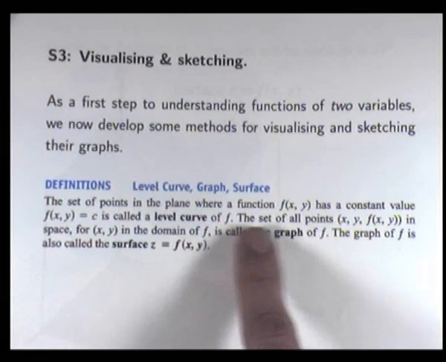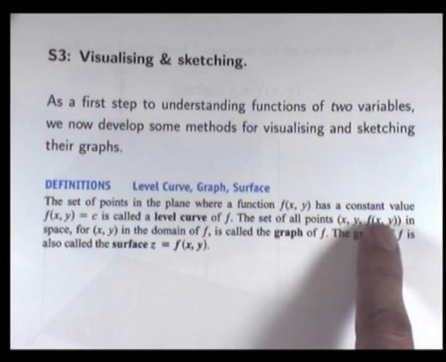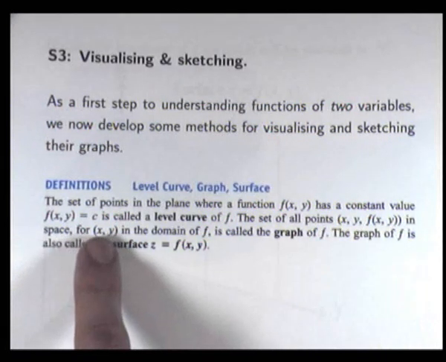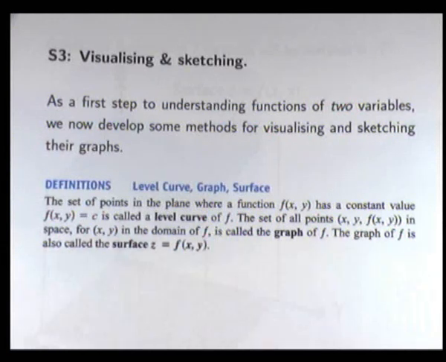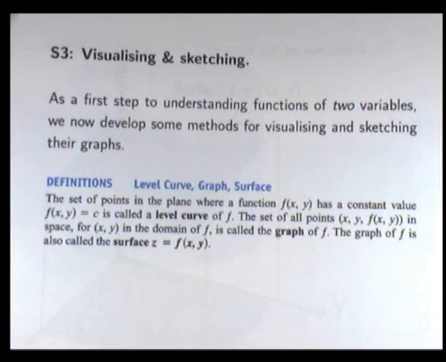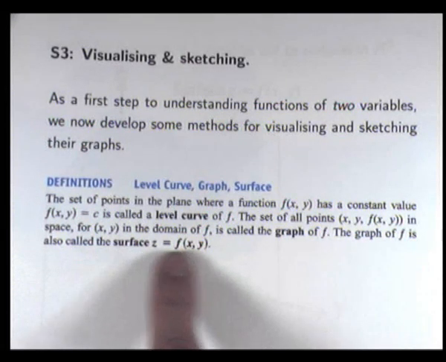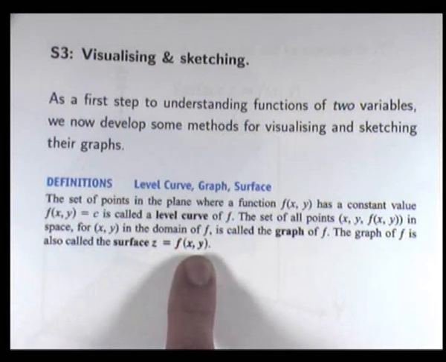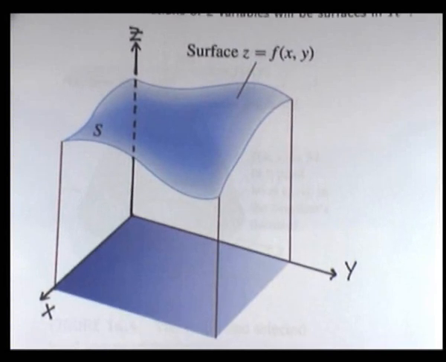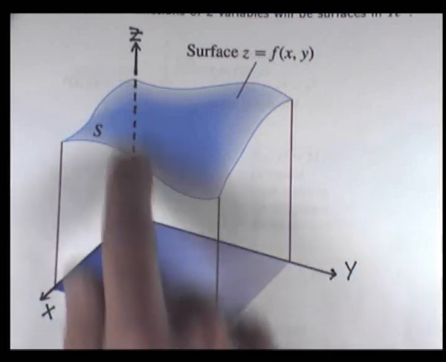The set of all points x comma y comma f of x comma y in space for which x and y are in the domain of f is called the graph of f. For functions of two variables, the graph is going to be a surface. And when you see z equals f of x comma y, you think of a surface lying in three-dimensional space. So what does that mean? Here's a general picture. You can see I have three axes here: an x-axis, a y-axis, and a z-axis.